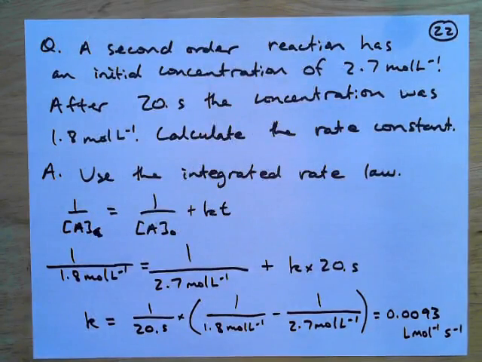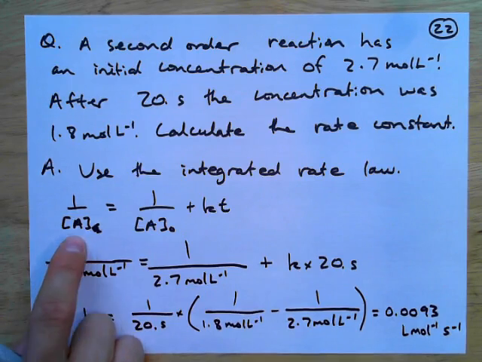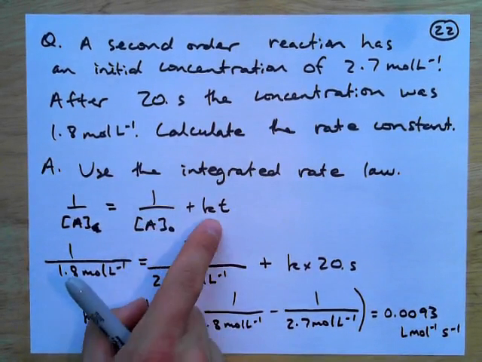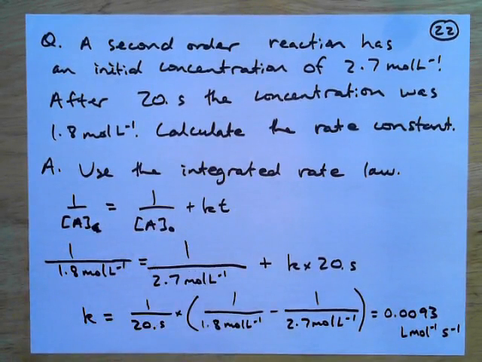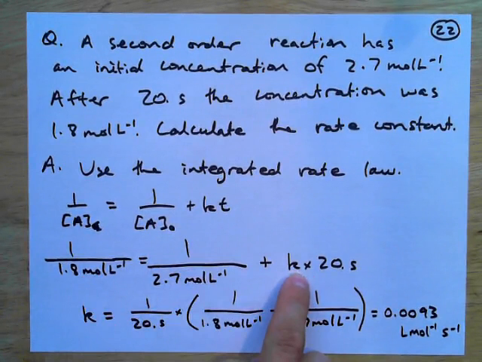So I have another quick question. A second order reaction has an initial concentration of 2.7 moles per litre. After 20 seconds, the concentration was 1.8 moles per litre. Calculate the rate constant. For this problem, you're going to use the integrated rate law. So we have 1 over A equals 1 over A naught plus kt. That's the integrated form of the second order rate law. We put in our values, and we're just looking for k here.